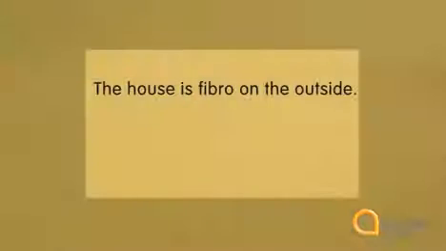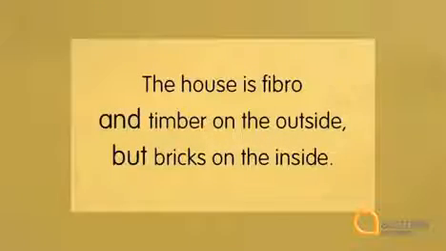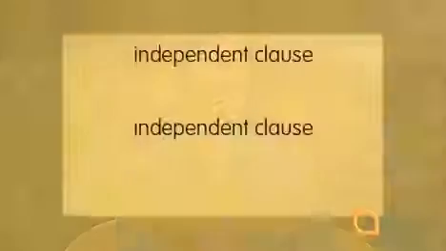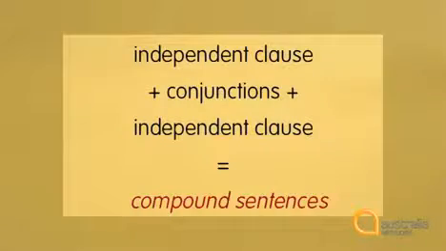He forms one compound sentence from simple sentences. The house is fibro on the outside. It is timber on the outside. It is bricks on the inside. Notice that and is used to list similar things, but is used to contrast different items in a list. So we could also say, the house is fibro and timber on the outside, but bricks on the inside. Okay, so that's an introduction to coordination. Remember, coordination is linking independent clauses with conjunctions. This forms compound sentences.